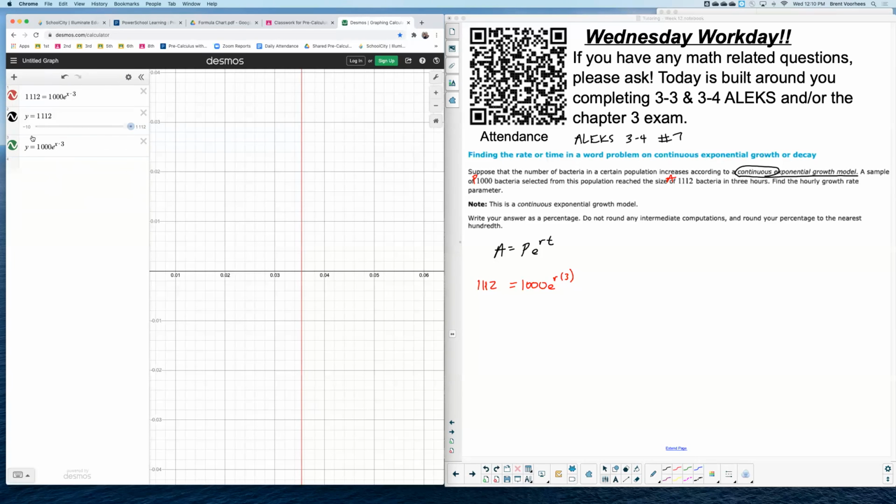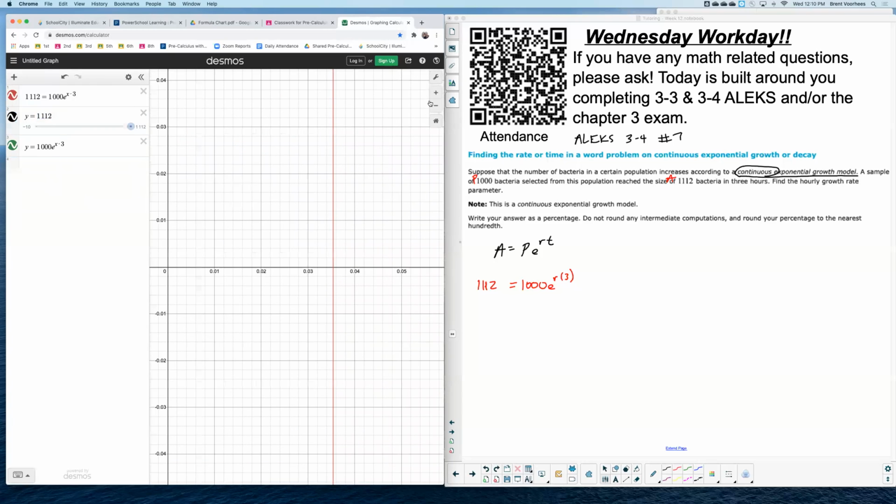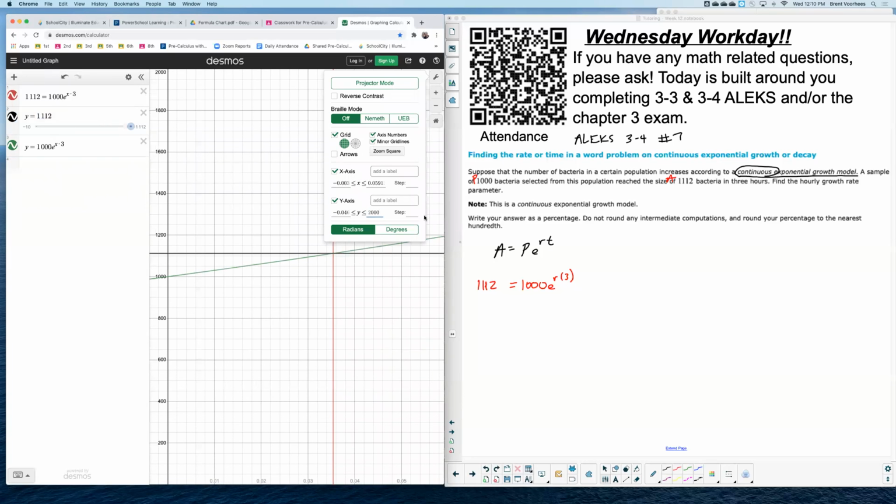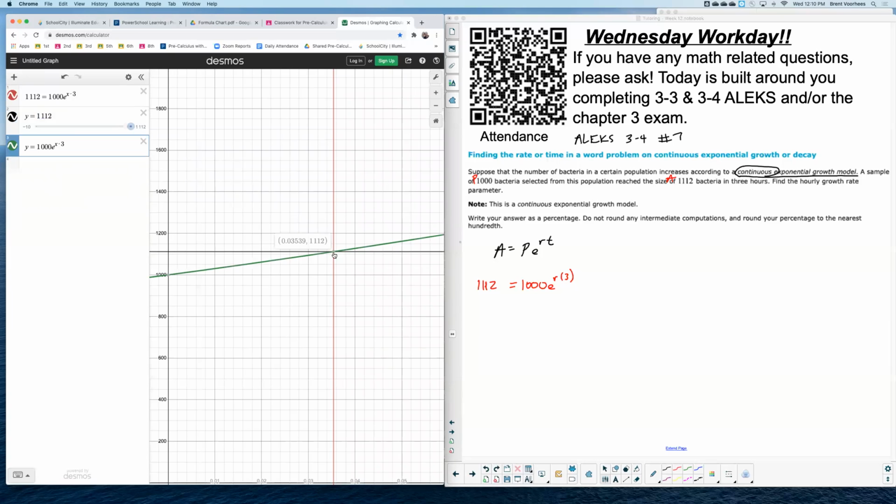All right, now I'm going to go to the y value. Since this is just a number, they're going to cross the y-axis at that height. I'm going to change my y-axis to be a number bigger than that so I can see it. I'm just going to put in 2,000. That way I can see the intersection. So here's the intersection. When I click it there, that's the exact rate. So the R is 0.03539.